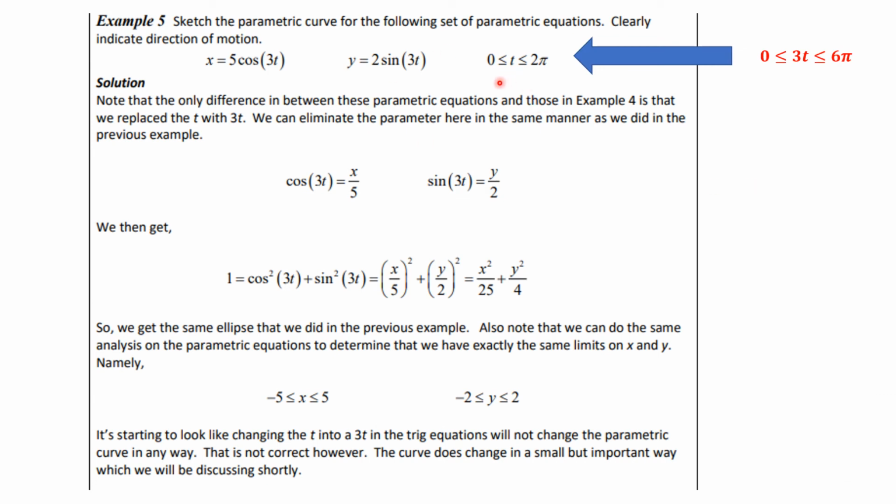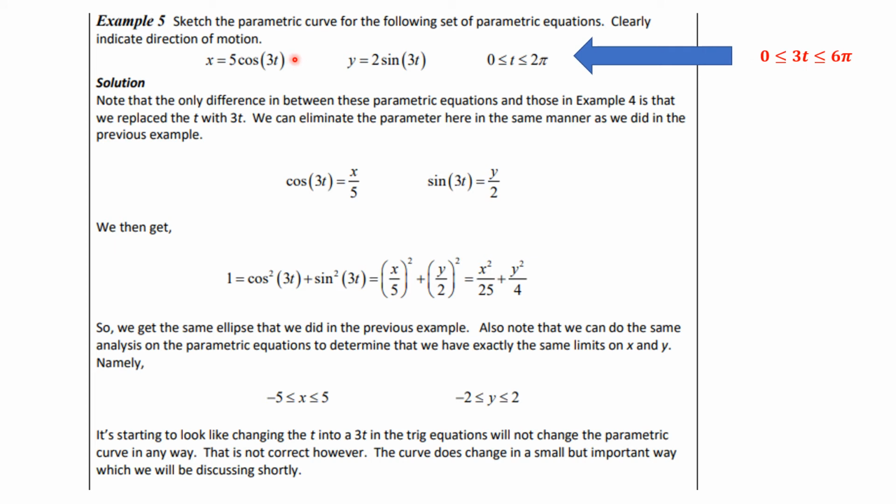I'm going to make an observation to start with. You see the argument of this cosine and sine is 3t. So when t runs from 0 to 2 pi, we go faster around, this is going to be an ellipse, we go faster around the ellipse, and in fact 3t, I'm just multiplying all the way through by 3 on this inequality here, we get that we run from 0 to 6 pi. So you see this is going 3 times as fast.